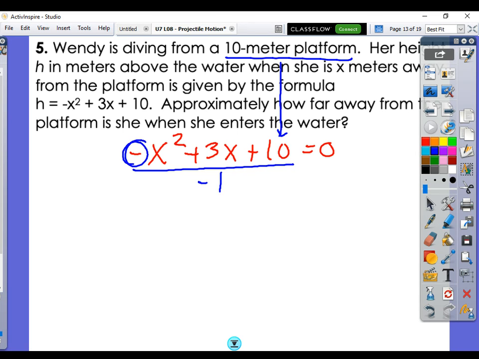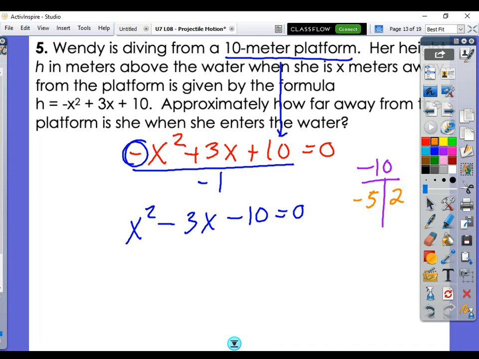So to get rid of it, I'm just going to divide by -1. And when we do that, we're left with positive x squared minus 3x minus 10. And that equals 0, right? So now when we factor, we're going to do 1 times -10. That's -10. Factors of -10 that add up to -3 are -5 and 2. Hopefully they're getting better at that now. And we can jump straight to the binomials because our a value is a 1. Remember, that's the only time we're allowed to do that.